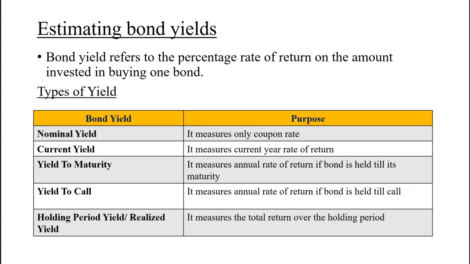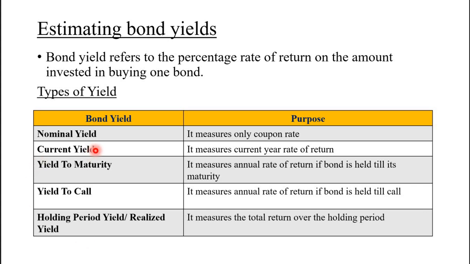First one is nominal yield. It measures only the coupon rate. It means the percentage that is already fixed while paying the investment amount when purchasing; only that coupon rate or interest rate it measures. That is nominal yield.